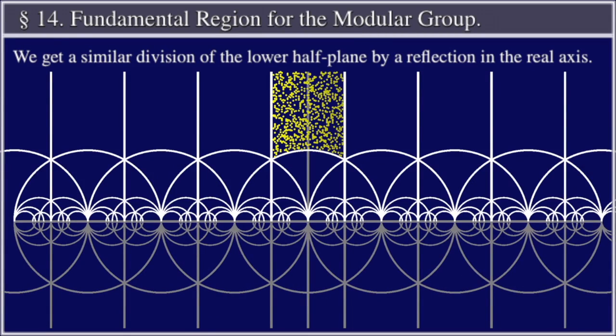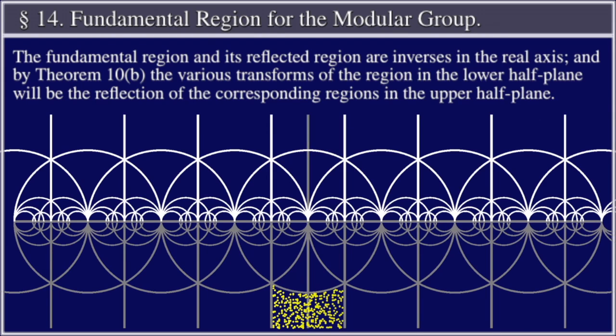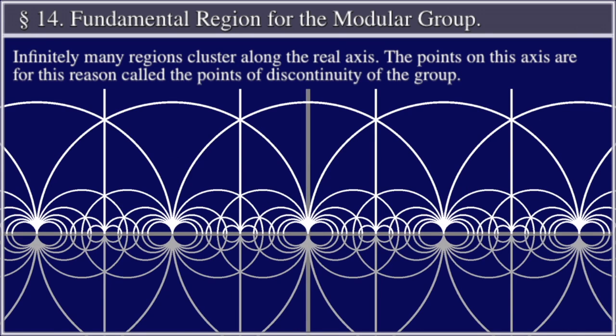We get a similar division of the lower half plane by a reflection in the real axis. The fundamental region and its reflected region are inverses in the real axis, and by Theorem 10b, the various transforms of the region in the lower half plane will be the reflection of the corresponding regions in the upper half plane. Infinitely many regions cluster along the real axis. The points on this axis are for this reason called the points of discontinuity of the group.